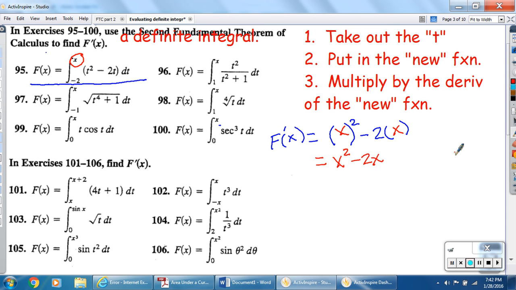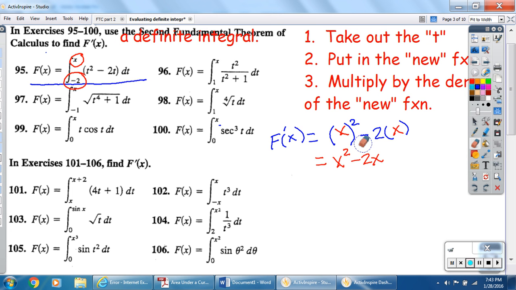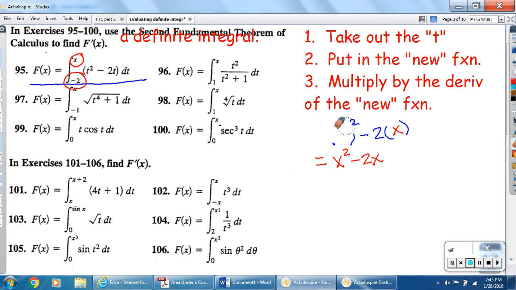Remember, we don't have to take the antiderivative and then go back and take the derivative. This is simply a shortcut for finding the derivative of a definite integral. Also, notice that the lower bound is a constant, and if we take the derivative of a constant, we get 0. So it's important in each of these cases to make sure that the lower bound is actually a constant. All right, so that's number 95.